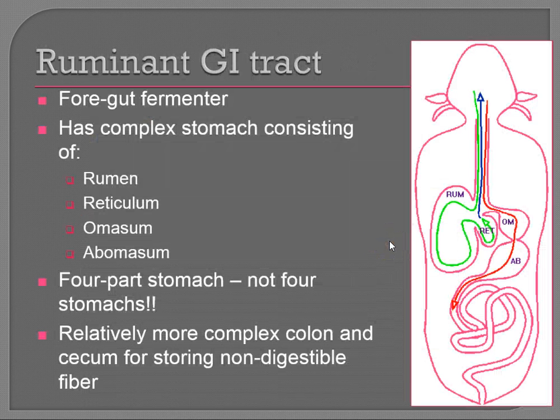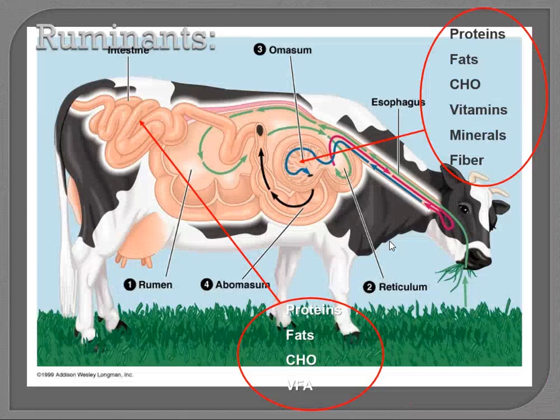Now, the next kind is the ruminant. These are herbivores as well. They are called foregut fermenters, and they have an amazingly complex stomach. It has 4 different compartments, and so it's a 4-part stomach, not 4 separate stomachs, just as an aside. These guys have a more complex colon. They have a big cecum for storing anything that's going to be non-digestible fiber, which then is going to be eliminated with all the undesirable stuff.